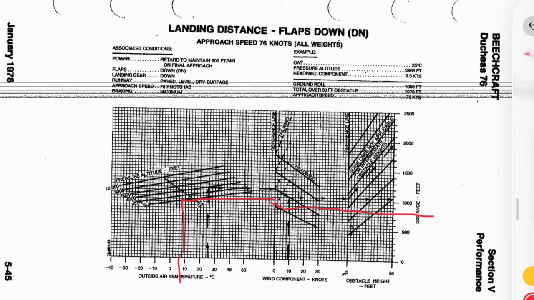If I had a 50-foot obstacle, I'm going to follow that reference line up. And we're going to see a 50-foot obstacle is roughly 1,500 to 1,600 feet. Without a 50-foot obstacle, it's about 750 feet landing distance.